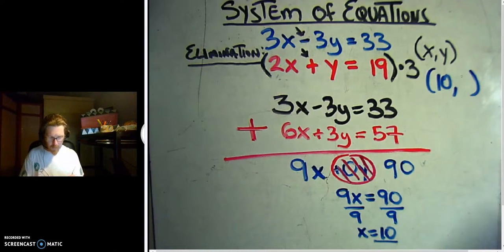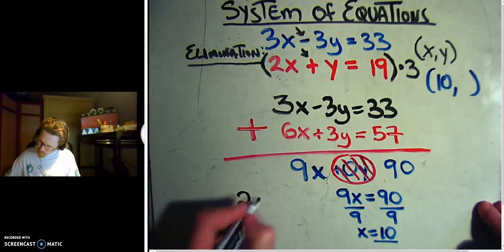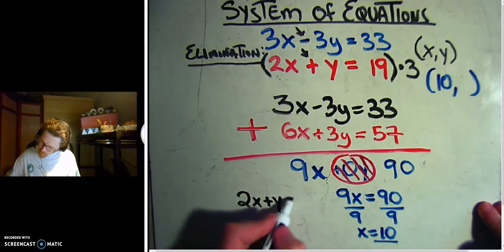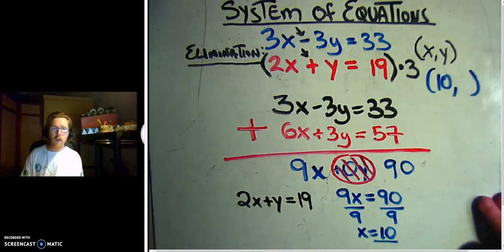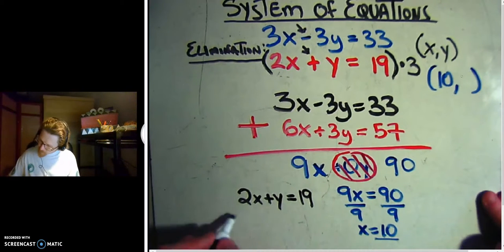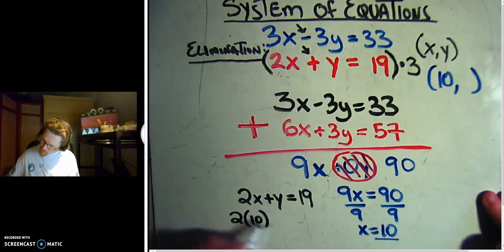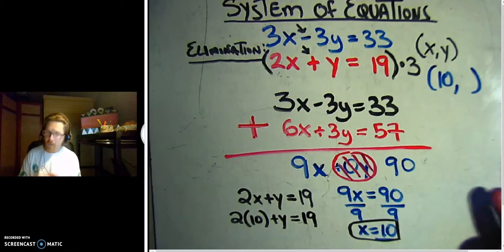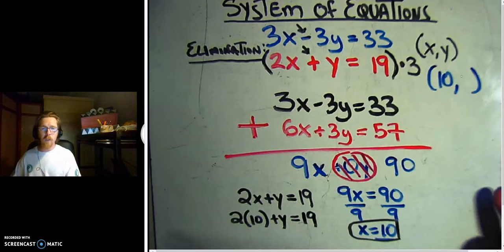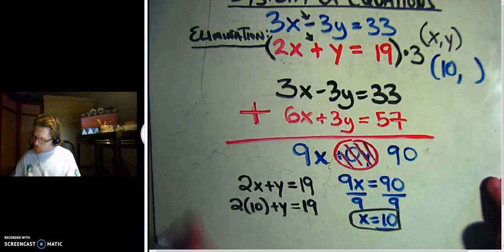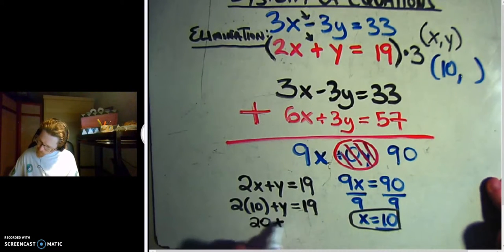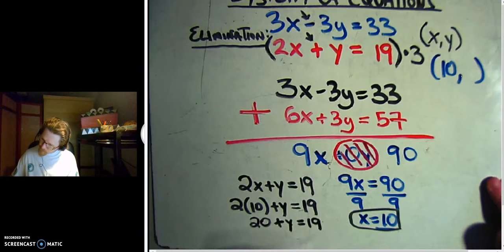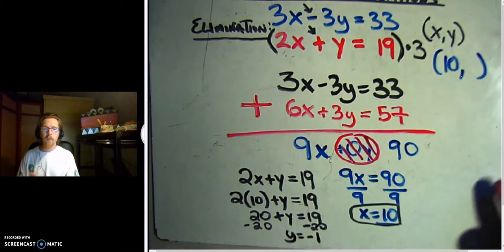This second equation is 2x plus y equals 19, but now instead of a 2x, x is 10. So this is 2 times 10 plus y equals 19, because I've taken this value of x and substituted it in. Now I'm just going to solve for the y value. 2 times 10 is 20. 20 plus y equals 19. And I'm just going to subtract 20 on both sides, and I get y is equal to negative 1.